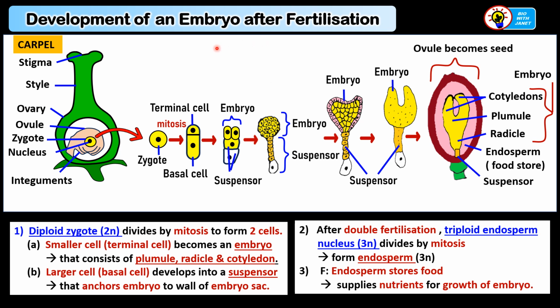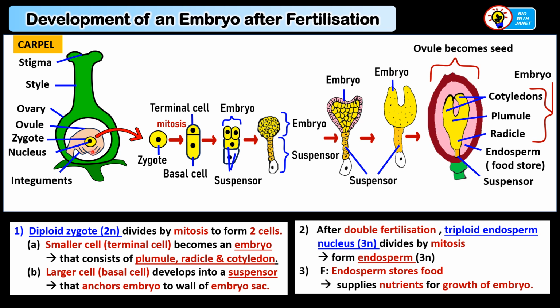The development of an embryo after fertilization. Let's look at the picture of the carpel, which is the female reproductive structure in the flower. The carpel consists of the stigma, the green structure at the top. Then we have the long style leading to the ovary, the swollen part. Inside there is the ovule where fertilization, called double fertilization, occurs between the male gamete and the female gamete or ovum or egg cell.